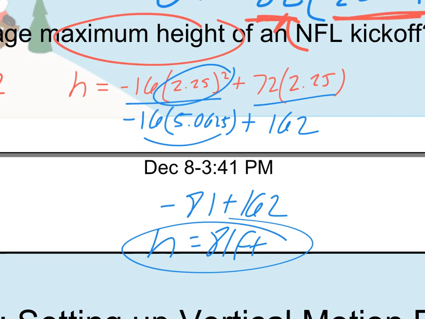So that's the max height of the ball. We found out the time that it would occur by using the previous problem, and we plug that into the equation. We get what the max height should be of an average NFL kickoff, about 81 feet.